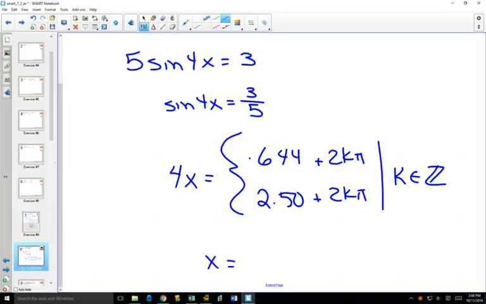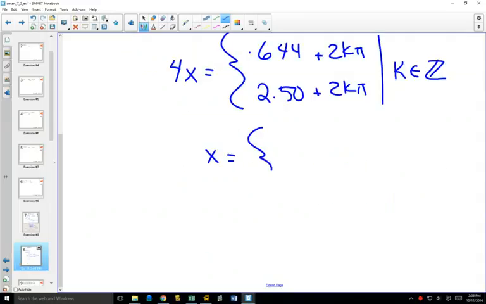So then if I wanted to solve for x, I would have to divide each of those by 4. So I take my first answer and divide it by 4. And I get 0.161. And I would have to divide the 2k pi also by 4. 2.5 divided by 4. I should use all the decimal places, yes.